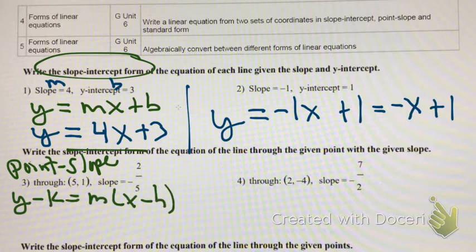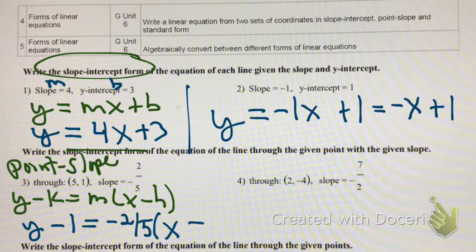If you're asking yourself that question, what the heck is h and k? Well, h and k are the coordinates of this point. So 5 is h, that's your x coordinate. 1 is k. So you just write your equation, y minus 1 equals minus 2/5, because the slope is given to us right there at the top. And then x minus 5. So that's our point-slope equation. It's how you write an equation in point-slope form.